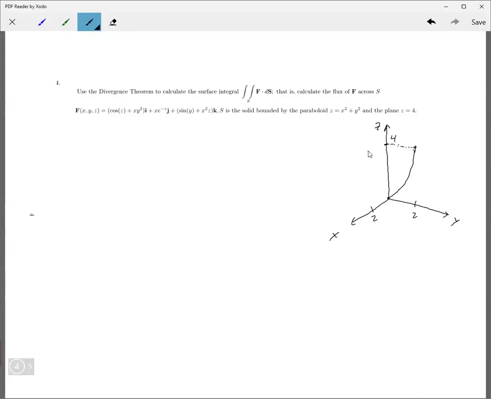Then again, that's also going to be part of the, also hit right there. So it's going to be like that. Okay, and then if you look at the intersection of this paraboloid with this plane, the intersection is x squared plus y squared equals 4. By setting z equal to 4, that's a circle of radius 2, and that's going to be this circle here.